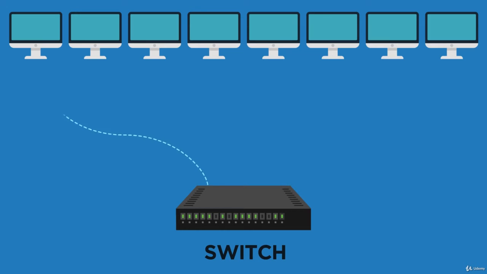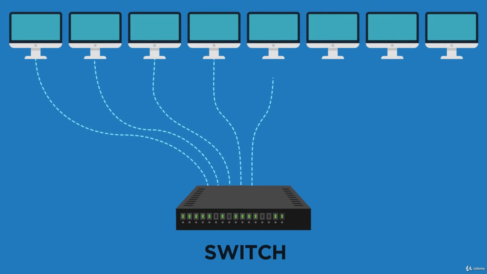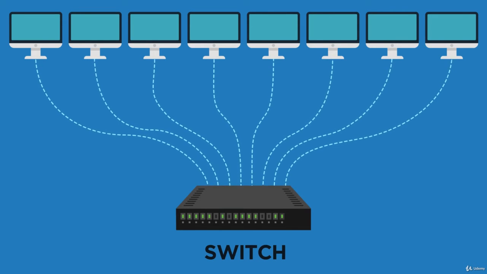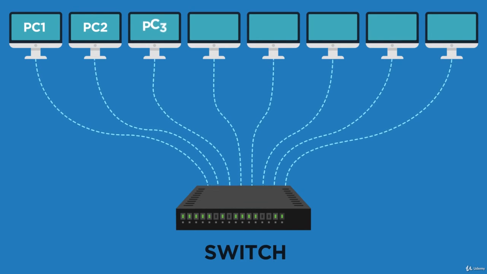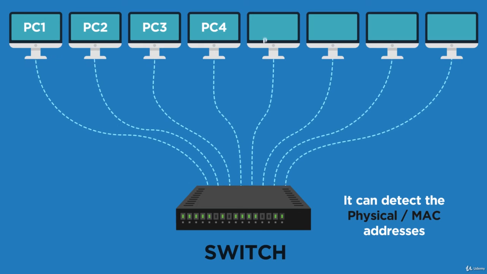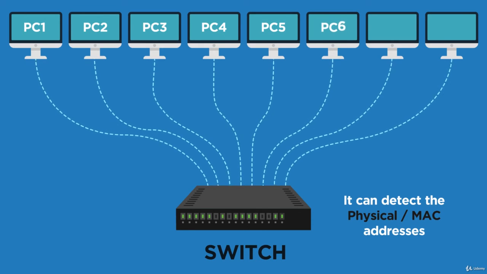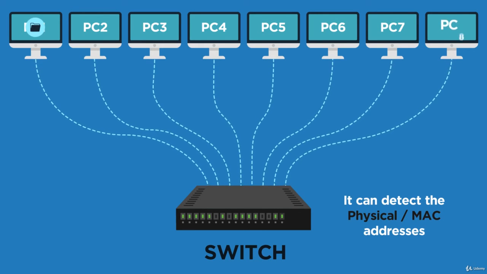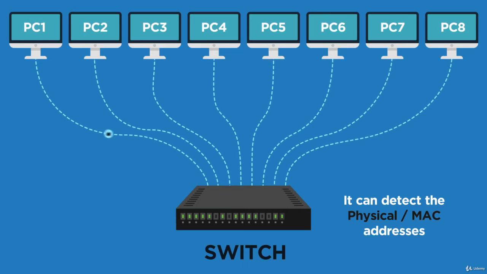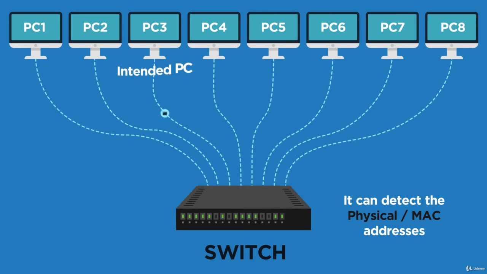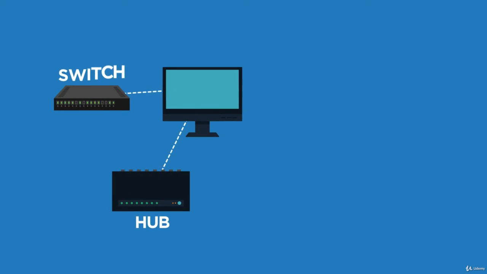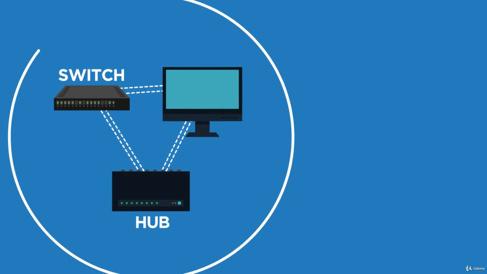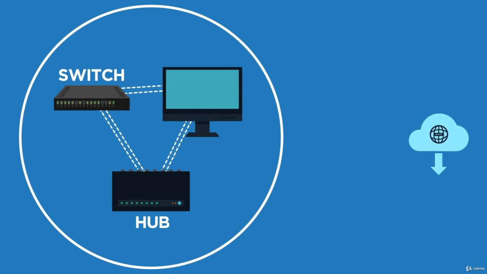A switch is very similar to a hub in connecting devices on an internal network. The only difference is the switch knows precisely where the data is to be sent. It can detect the physical or MAC addresses of the devices that are connected to the switch. So unlike a hub, the data transmitted from a PC would go to the intended PC in the network with the help of a switch. Hubs and switches are used to exchange data within the same network; they cannot transfer data outside the network, that is, on the internet.